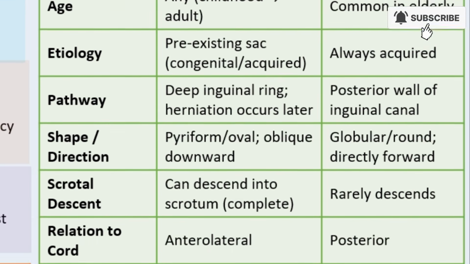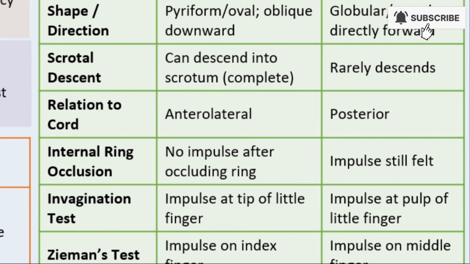Scrotal descent is only in the indirect hernia, where it descends down like that. The relation to the cord: the indirect hernia is anterolateral, while the direct is posterior. When you do the internal ring occlusion, the impulse can only be had if it is a direct hernia. In the indirect hernia, you will not feel any impulse because you have occluded the passage of that hernia.